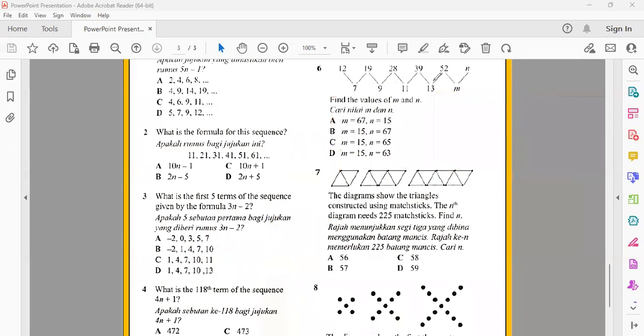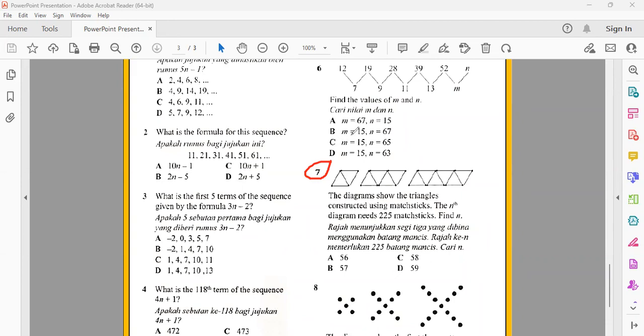Oh, please don't ever think that questions are always correct. Sometimes there can be wrong answers or wrongly typed questions. Okay, the nth diagram needs 225 matchsticks. Find n. That's correct. Oh, I found it. You know why? We were just now working with triangles. We were not working with the term.